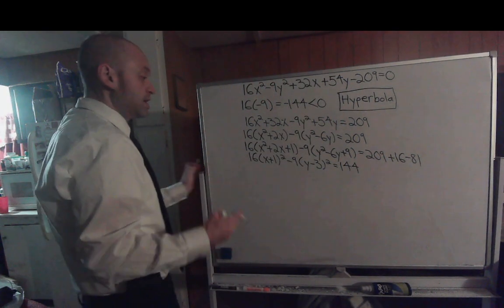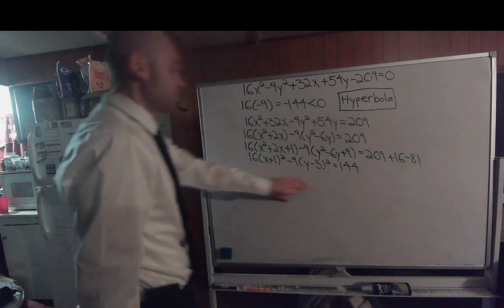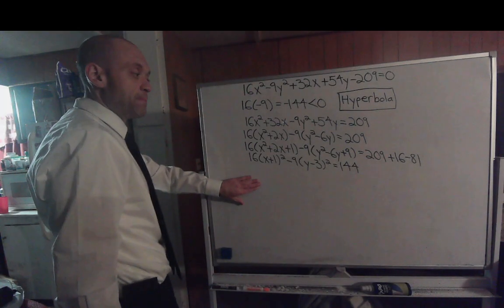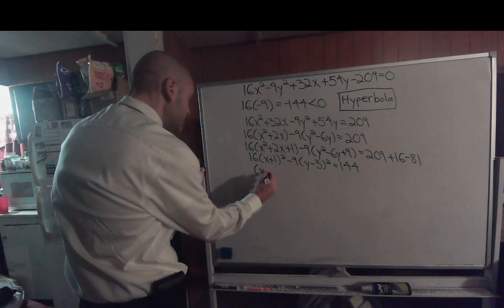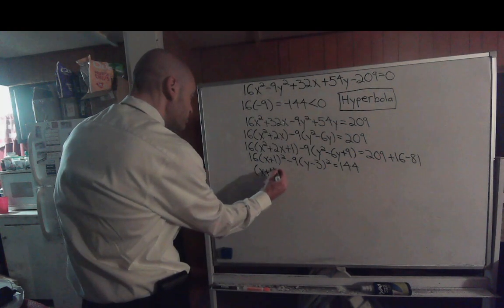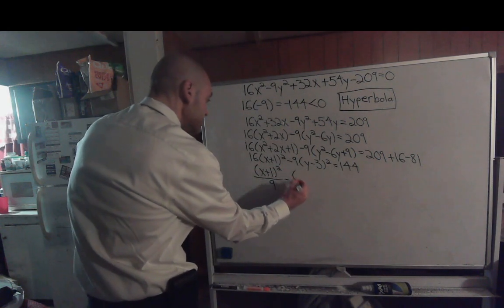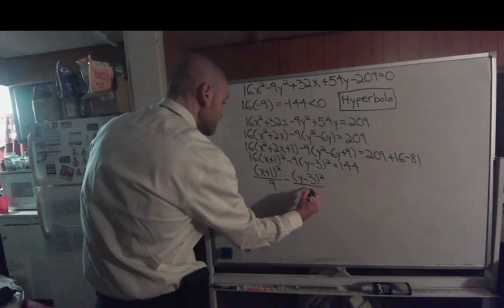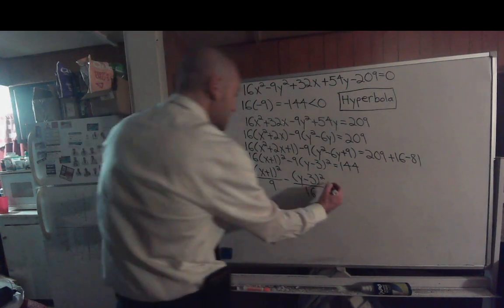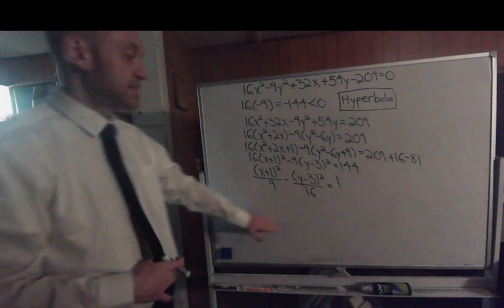There we go. Now, of course, for a hyperbola, the right-hand side has to equal 1, so I've got to divide everything by 144. This would give me the quantity x plus 1 squared over 9 minus the quantity y minus 3 squared over 16 equals 1. Now I've got the equation of the hyperbola in standard form.